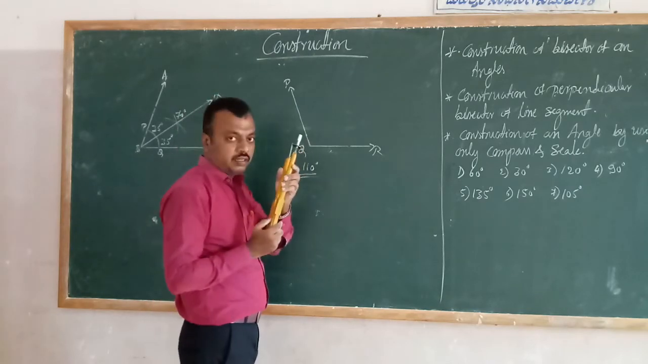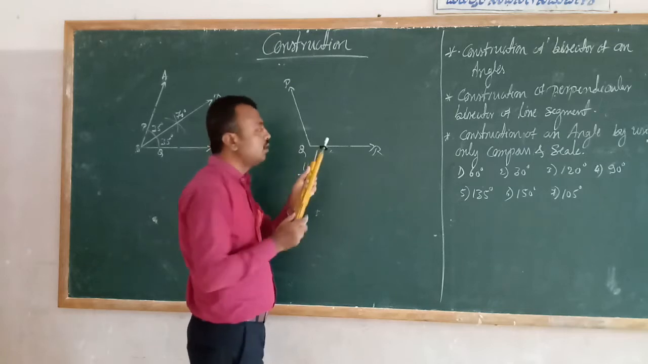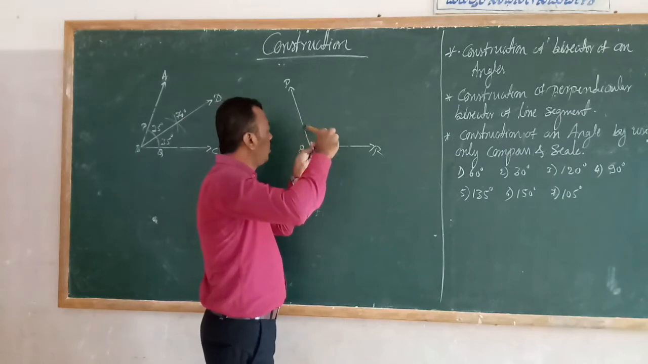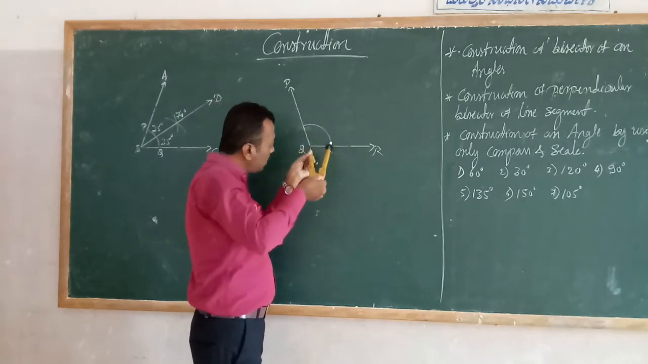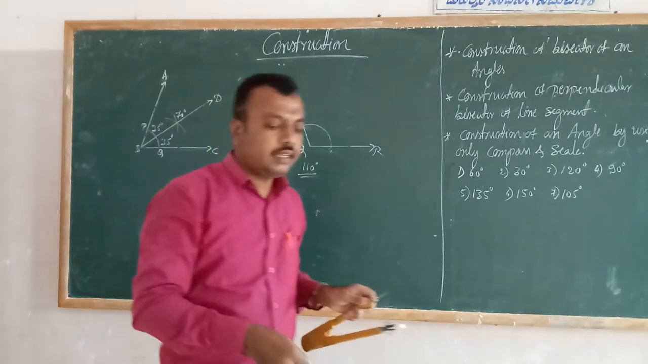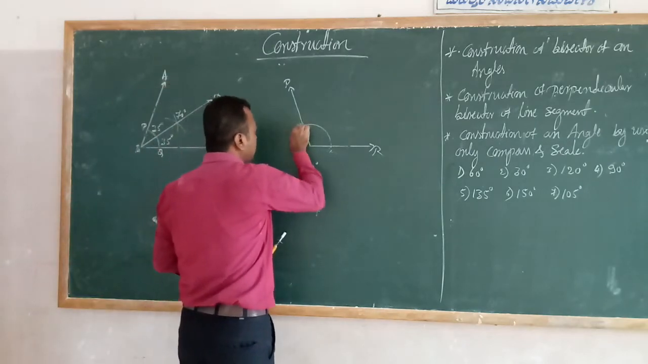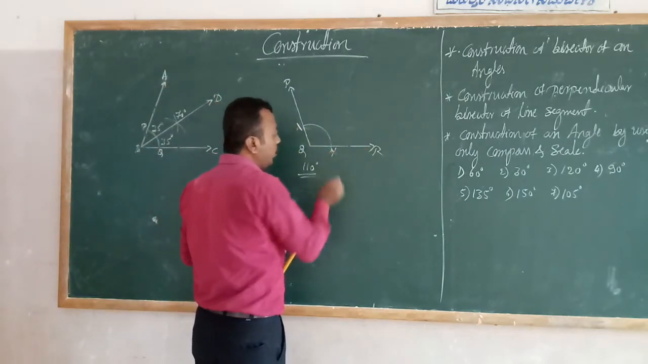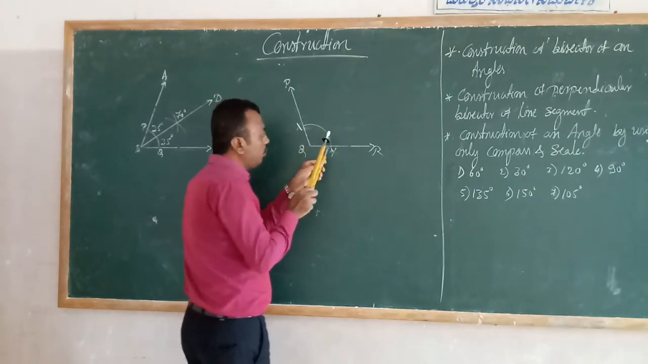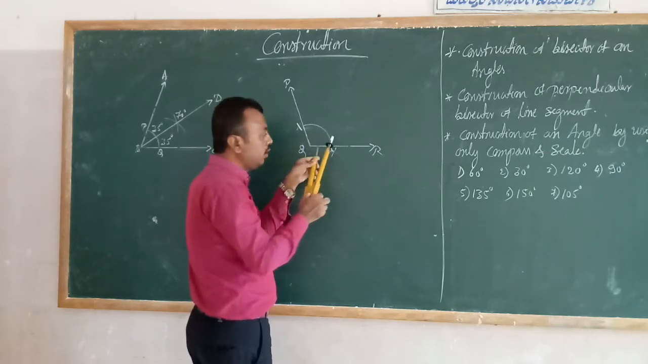So same procedure. What is the first step? Keep the compass on the point. You can take any radius from the compass. Keep it on Q and cut the arc. This arc intersects PQ and QR. PQ intersects at X, QR intersects at Y. Okay, you can take any radius, no problem. Otherwise, you have to keep this radius only.